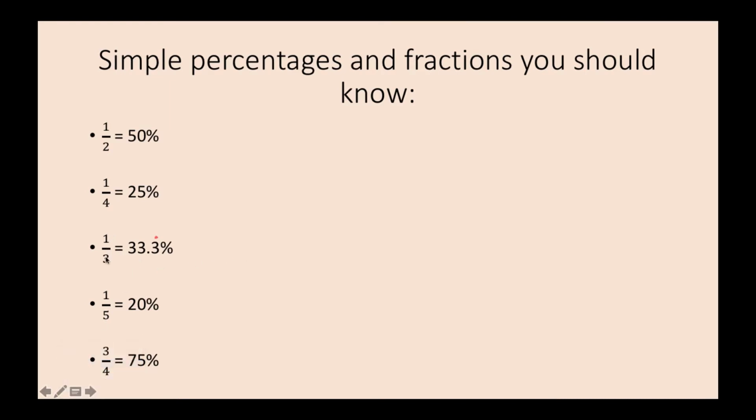If you put in a third or 1 divided by 3 on your calculator, you will get this number and it will go on and on. It won't ever stop. Okay? And then we have a fifth, which is 20%, and 3/4, which is 75%. If you put any of these on your calculator and do 1 divided by 2, 1 divided by 4, 1 divided by 3, 1 divided by 5, 3 divided by 4, you'll get the decimal version of these.